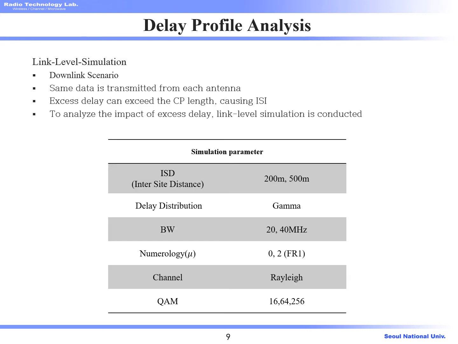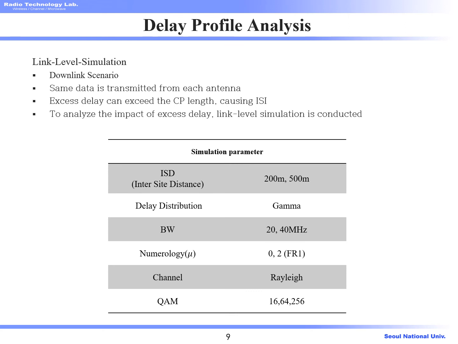If the same data is transmitted from each antenna, and the access delay can exceed the CP length, which can cause intersymbol interference, this can have a negative effect on the communication link. To analyze the impact of the access delay, link level simulations were conducted. Since we have seen in the previous experiment that the delay distribution follows the gamma distribution, we used the gamma distribution to create artificial delays for this experiment.